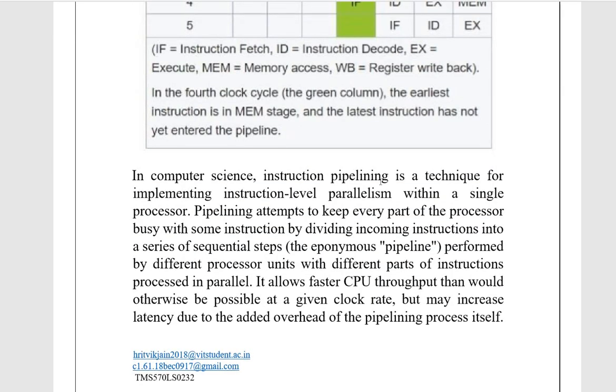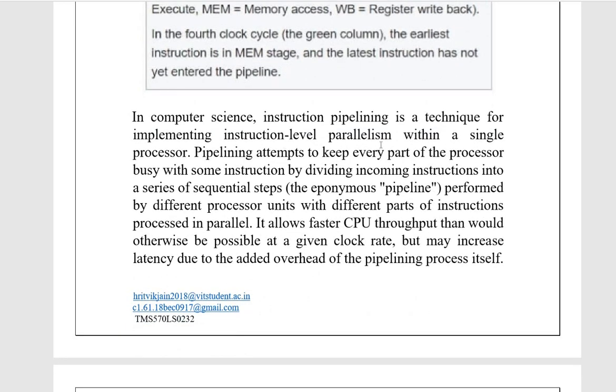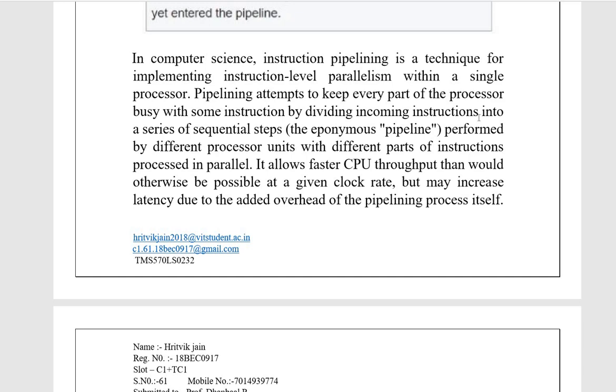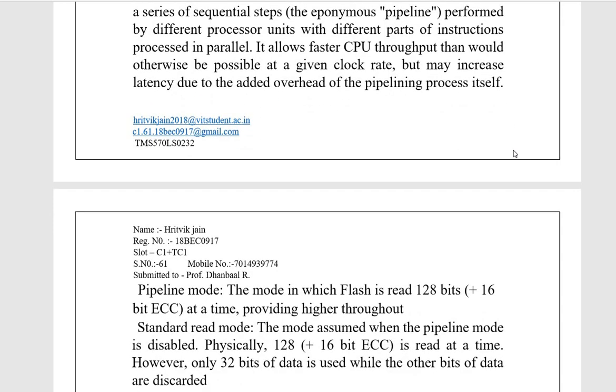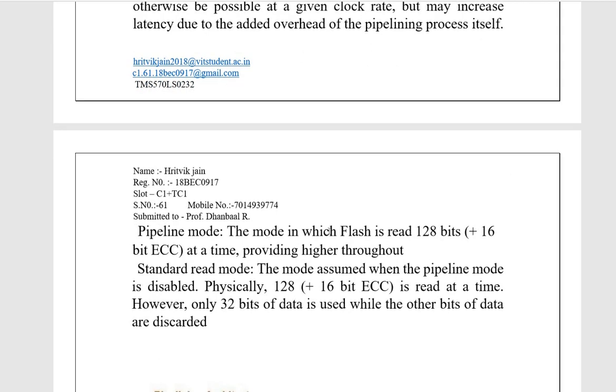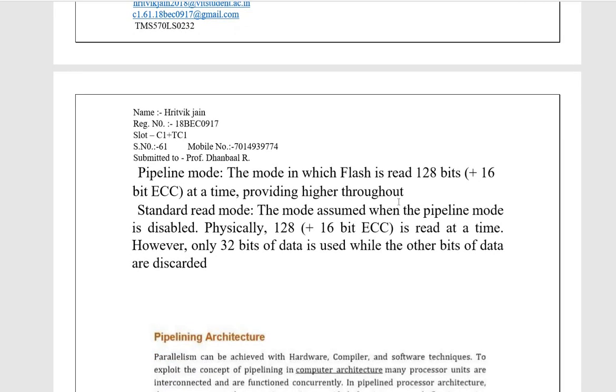In computer science, the instruction pipeline is a technique for implementing instruction-level parallelism within a single processor. The pipeline attempts to keep every part of the processor busy with some instruction by dividing incoming instructions into a series of sequential steps performed by different processor units, with different parts of instructions processed in parallel. It allows faster CPU throughput than would otherwise be possible at a given clock rate, but may increase latency due to the added overhead of the pipeline process itself. And pipeline mode is the mode in which the flash is read 128 bits at a time, providing higher throughput.